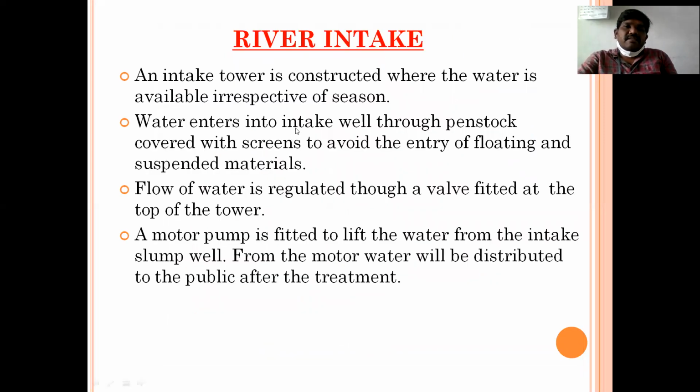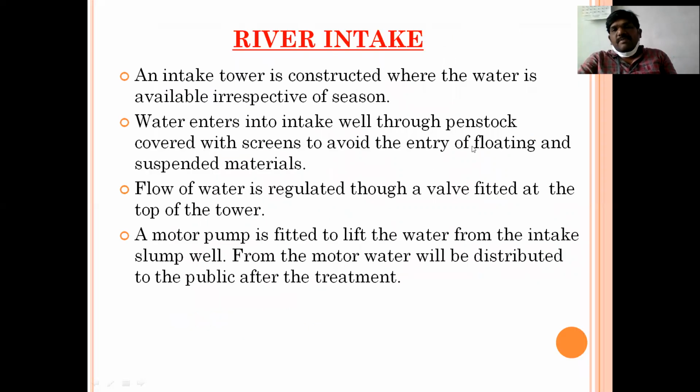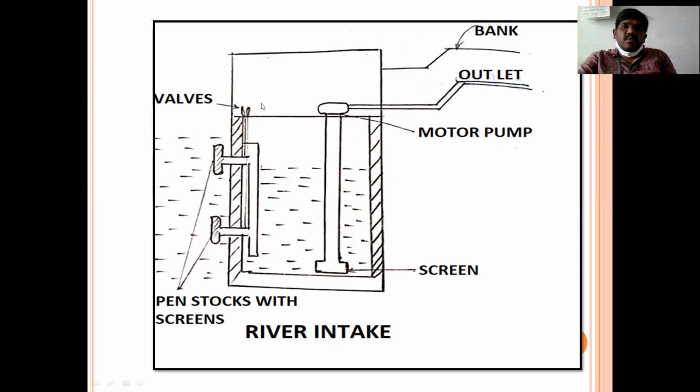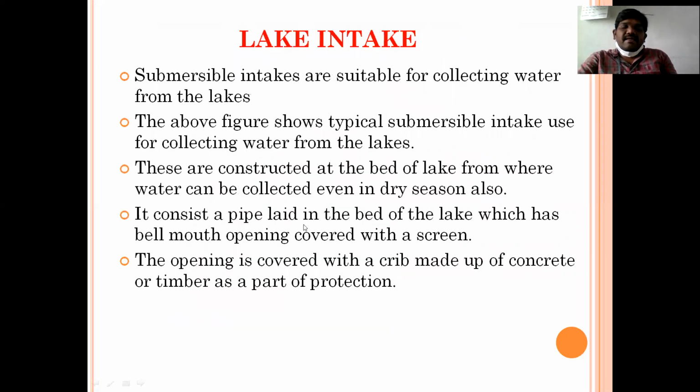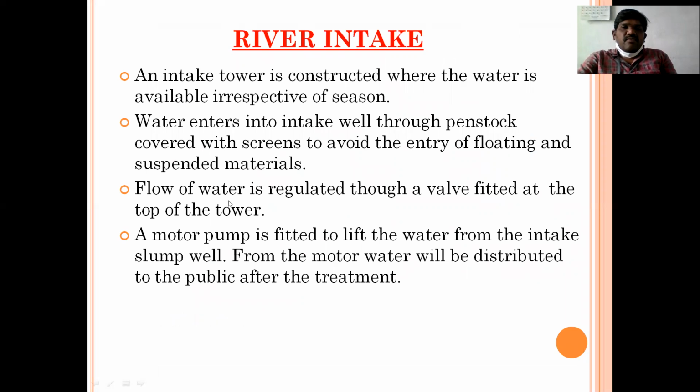Water enters the intake well through the penstock covered with screens to avoid the entry of floating and suspended particles. These penstocks are also covered with screeners to avoid the entry of suspended and floating materials. Flow of water is regulated through a valve. It consists of a pipe laid in the bed of the river, which has a bell mouth opening covered with a screener. Sorry, flow of water is regulated through a valve fitted at the top of the tower.